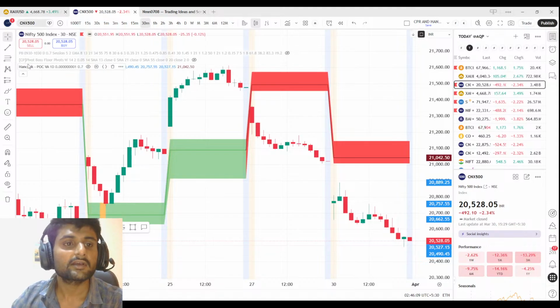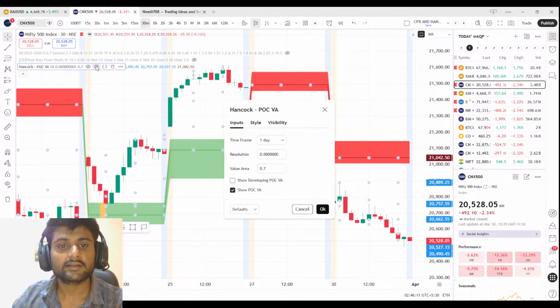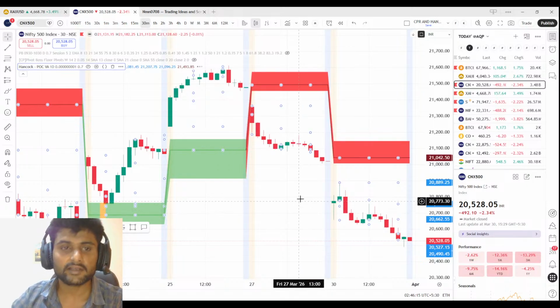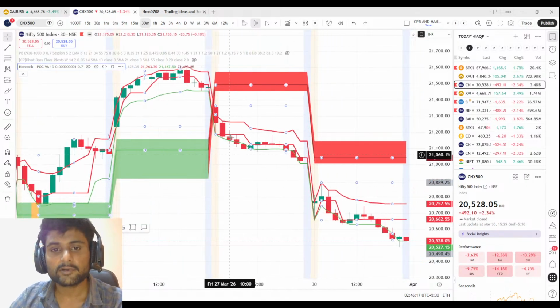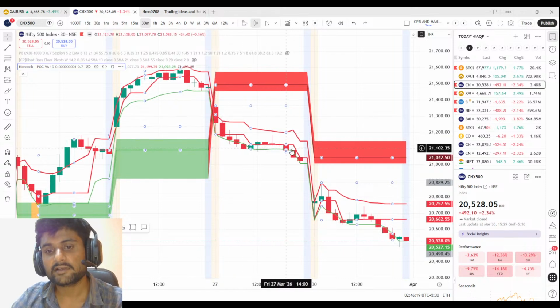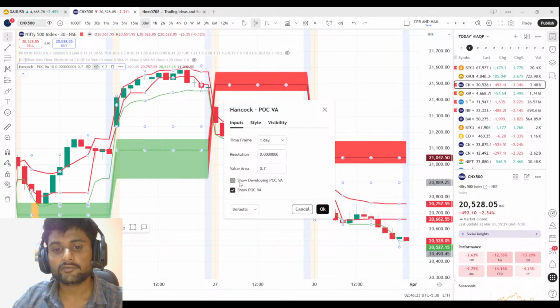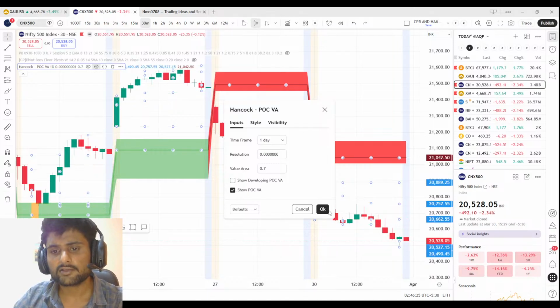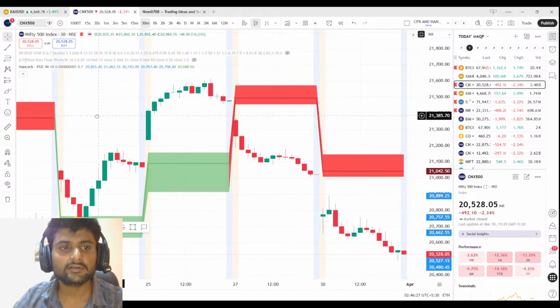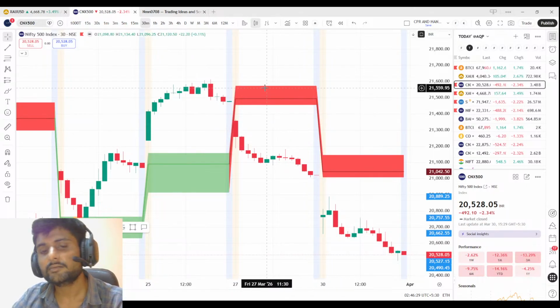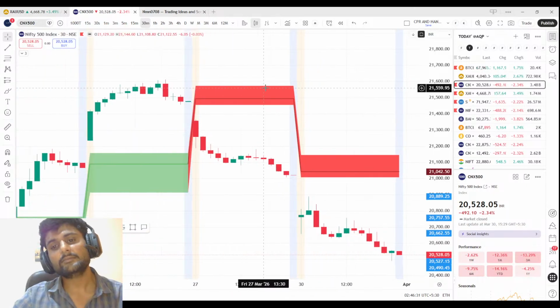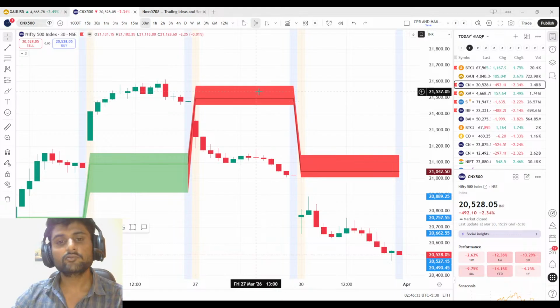In the setting, the developing Hancock may look like some Bollinger Band or something. It looks like a Bollinger Band, and I'll also explain the beauty of the Bollinger Band, which I think nobody has covered. These three lines developing is what develops with time. It's like a moving average.